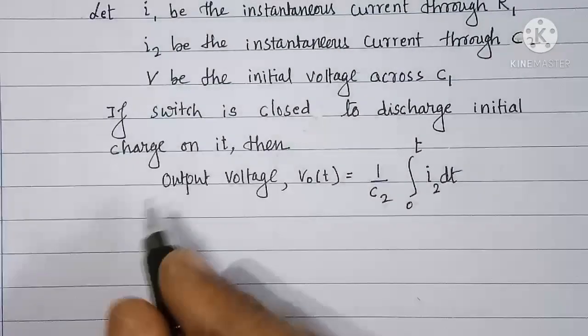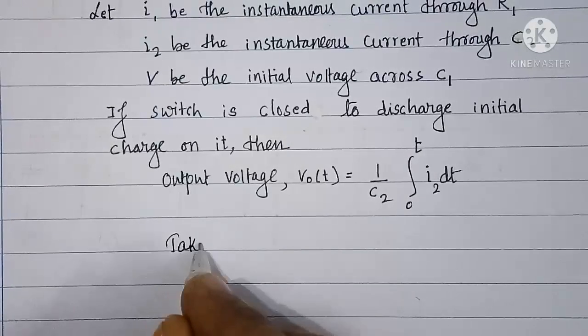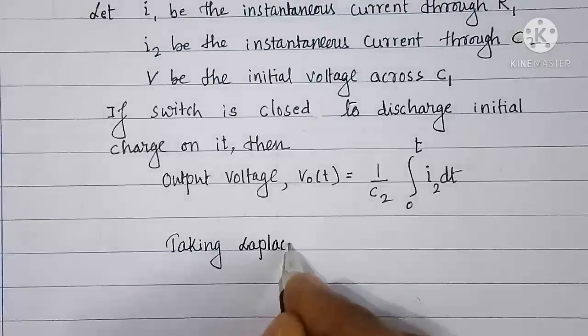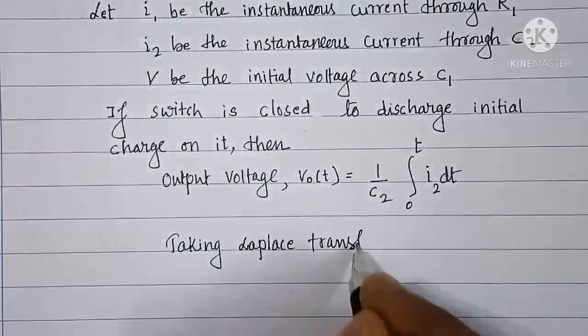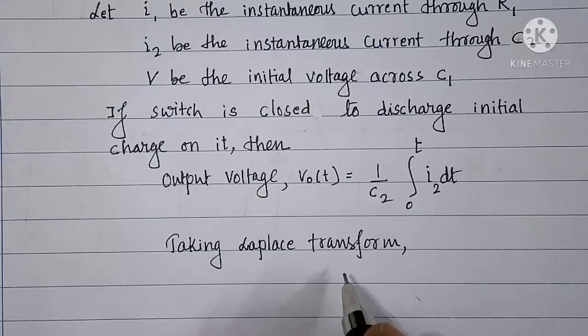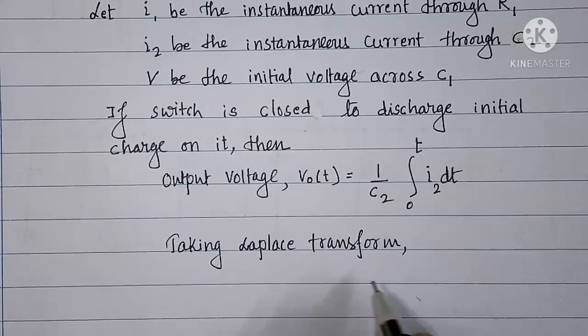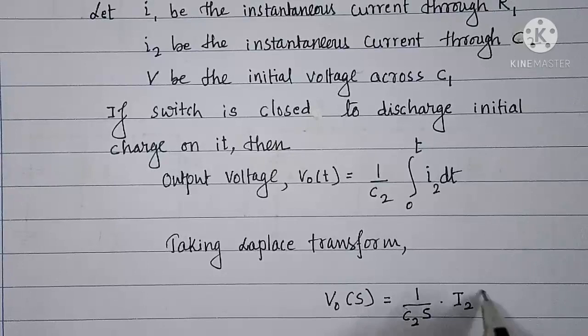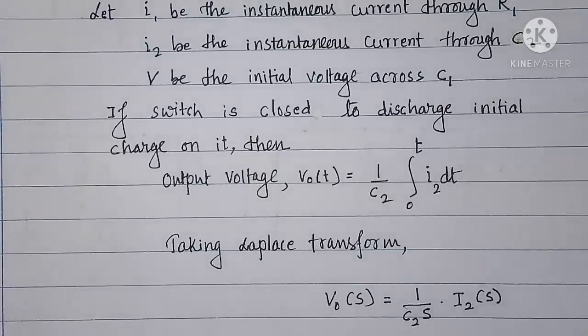If we take Laplace transform, we get V naught of S equal to one by C2S into I2 of S.